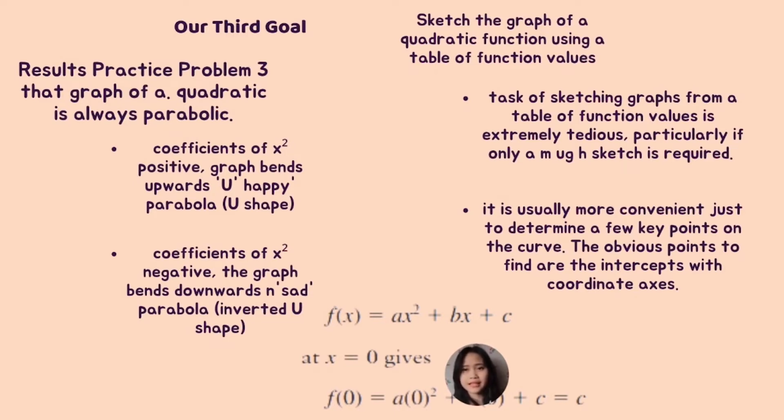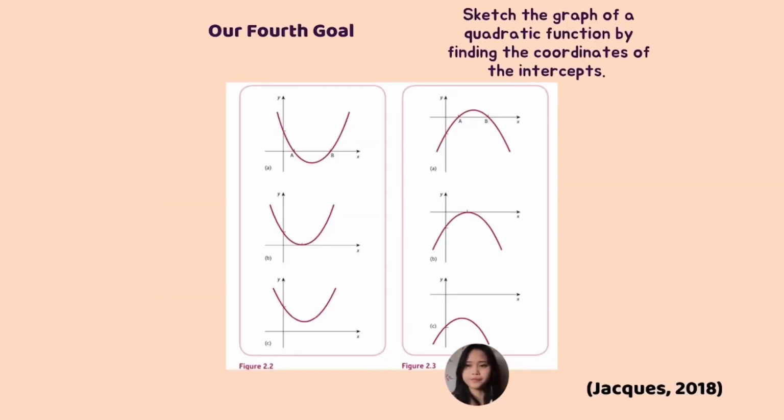The curve crosses the x-axis when y equals 0, when f(x) equals 0. So we need to solve the quadratic equation ax² + bx + c = 0. Using the formula, the solutions are the points where the graph cuts the horizontal axis.